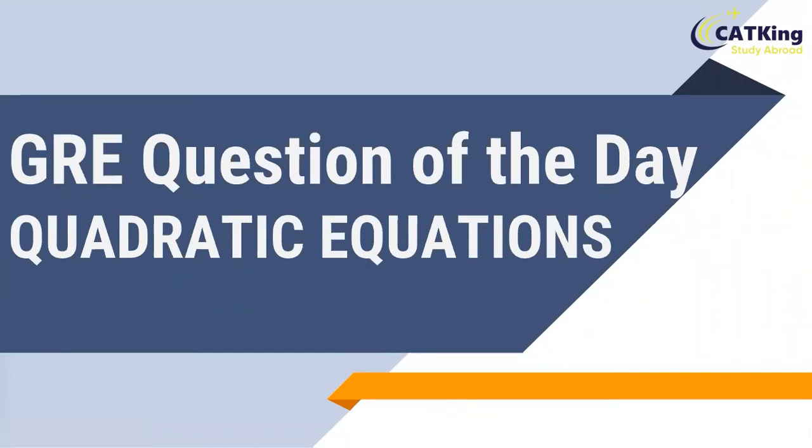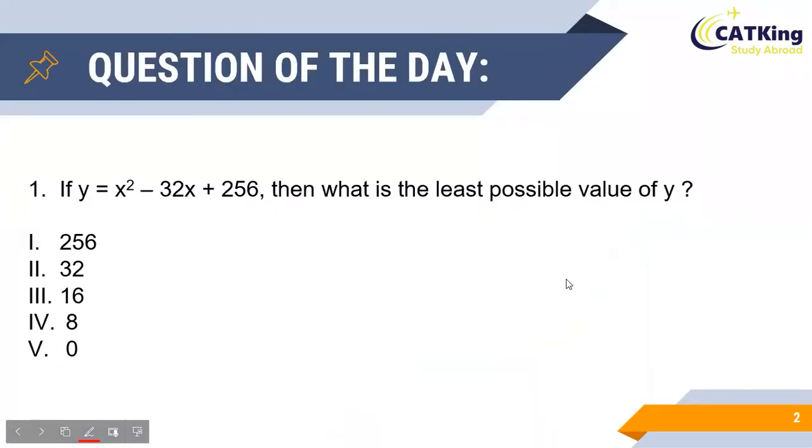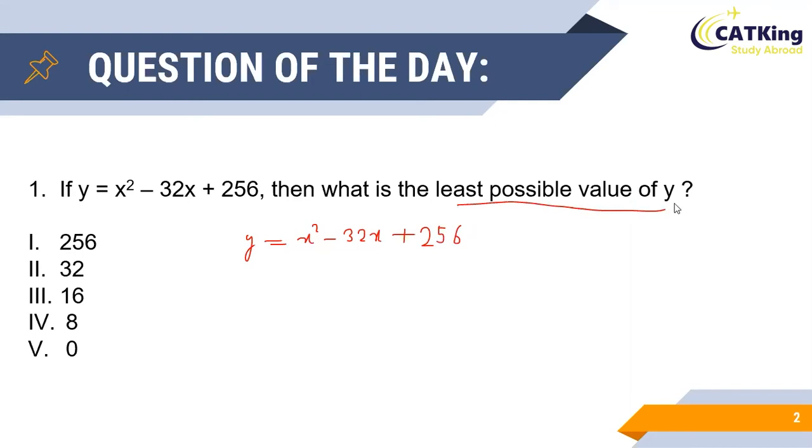Today we will discuss a question on quadratic equations. As you can see, our today's question is a multiple choice question with a single correct answer. In this question, we are given a quadratic equation y is equal to x squared minus 32x plus 256, and we are asked to find the least possible value of y.